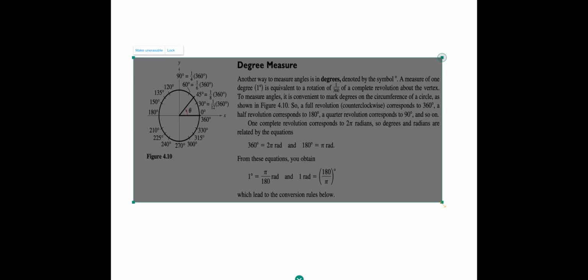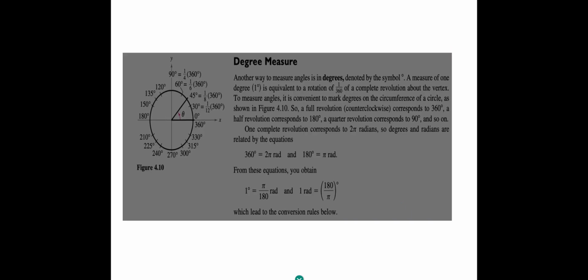Now the next is degree measures. That is again very important. So another way to measure the angle is degree, as I told you, denoted by the symbol degree. A measure of 1 degree is equivalent to a rotation of 1 over 360 of a complete revolution about the vertex. To measure the angles, it is convenient to mark the degrees on the circumference of the circle as in this figure. A full counterclockwise revolution corresponds to 360 degrees. Half revolution is 180 degrees. Quarter revolution is 90 degrees, and so on.